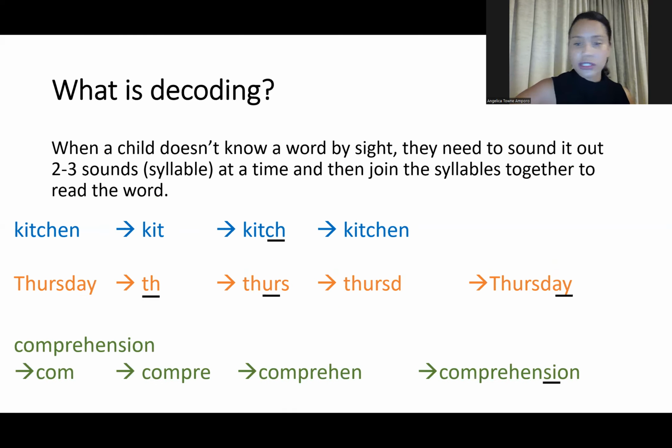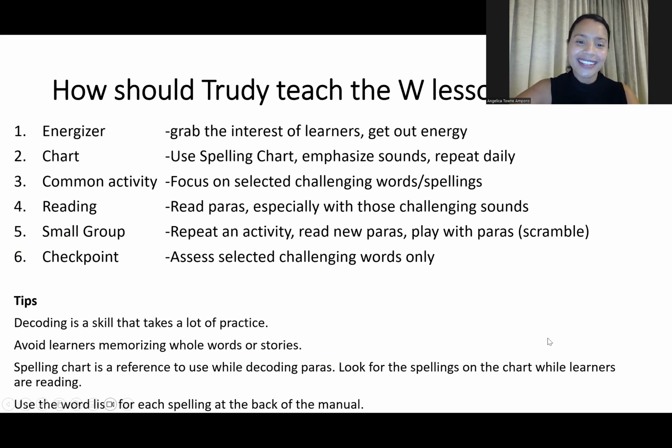So what is decoding? Just to restate that, it's when a child doesn't know a word by sight and they need to sound it out, often using 2 or 3 letters at a time. And I would highly recommend the strategy of even covering up with your hand the rest of the word just to read the first 2 or 3 letters, and then moving and adding a few more and adding a few more, and teaching that to learners to use as a strategy to be able to decode, especially longer words like kitchen and Thursday and comprehension, which is a good one.